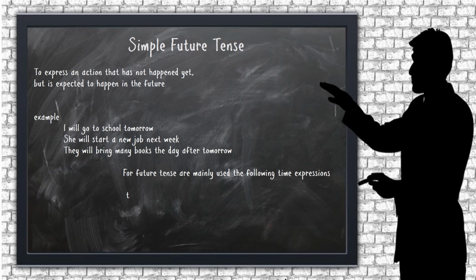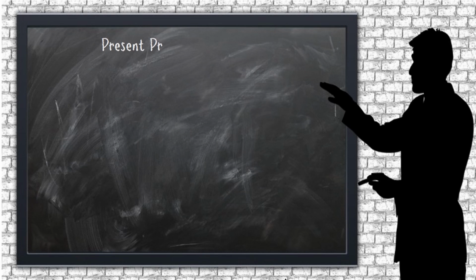For future tense are mainly used the following time expressions: tomorrow, the day after tomorrow. Next week, month, year. Next time, after. Present progressive tense indicates continuing action. Something that is happening now.